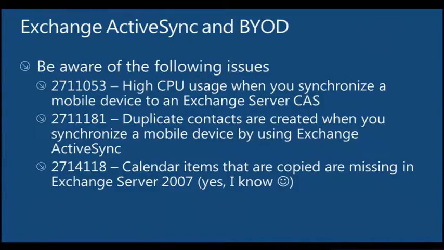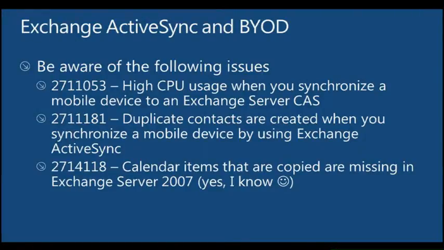So if you're seeing things like high CPU, that's probably one of the more common ones. That's happening out there. We have no control over that. You may need to do something with these devices until your device manufacturer has a fix for you. The duplicate contacts, that's another common one as well. Calendar items missing on 2007. That is not a typo. I know it says 2007, but I also know that some of you are running 2007, and I thought I'd mention this as well.